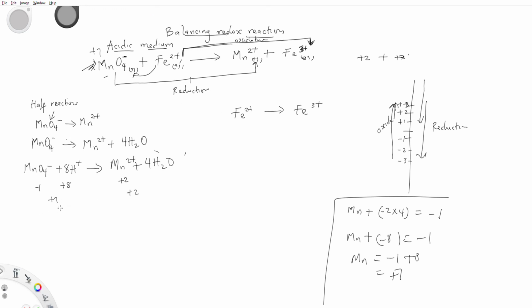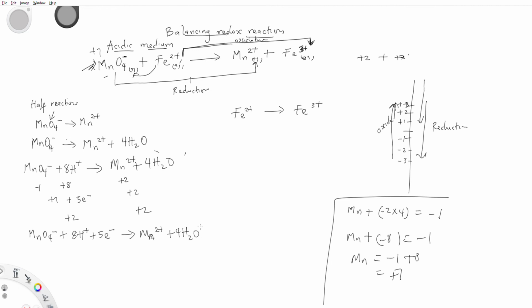I need to add 5 electrons here to make it 2. I need to add 5 to this side, plus 5 e minus. So by the time I add 5 e minus here, it becomes plus 2 here and also becomes plus 2 here. So in order for me to balance the charge, MnO4 minus plus 8H plus 5e minus gives Mn2 plus 4H2O. So it is balanced.